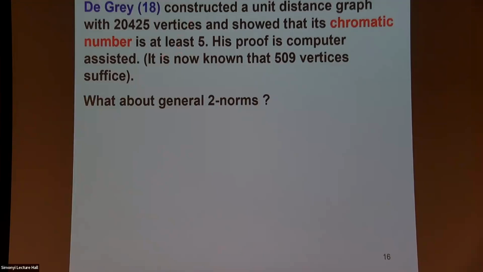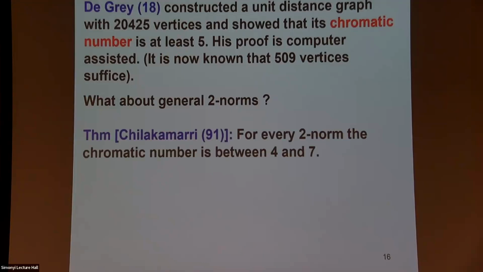So again, here too, in the Euclidean plane, the problem is still difficult. The chromatic number is between 5 and 7, and we don't know more about this. But again, here you can ask what happens for general norms, and people asked it and looked at it. So there is the following result by Chilakamarri. It says that for every two-norm, the chromatic number is always between 4 and 7. In fact, every two-norm unit distance graph contains this Moser spindle. You can always realize it, and the upper bound of 7 is also not too difficult.